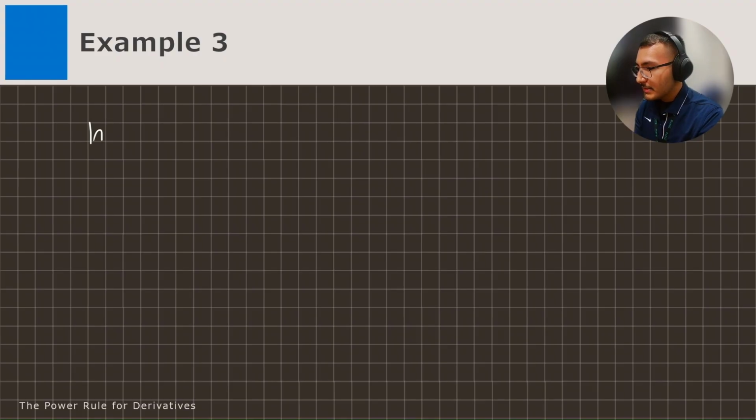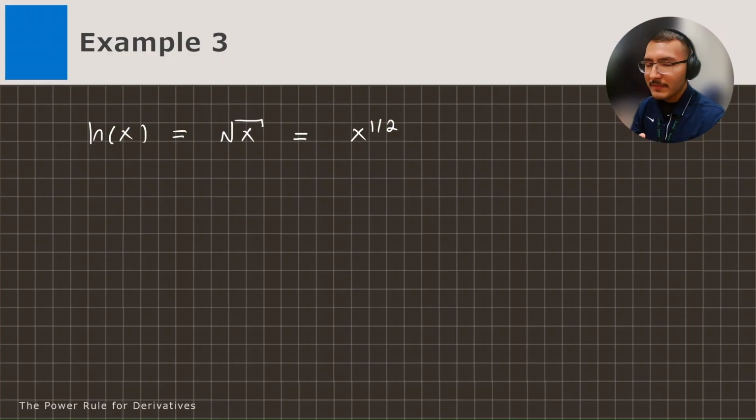So let's consider the function h of x, square root of x. Now it's not very obvious that we're going to use the power rule. So what I'm going to do is convert that root to a 1/2. So all I've done is I've taken that square root and turned it into x to the power 1/2, which is the same thing. So now I can apply my power rule.